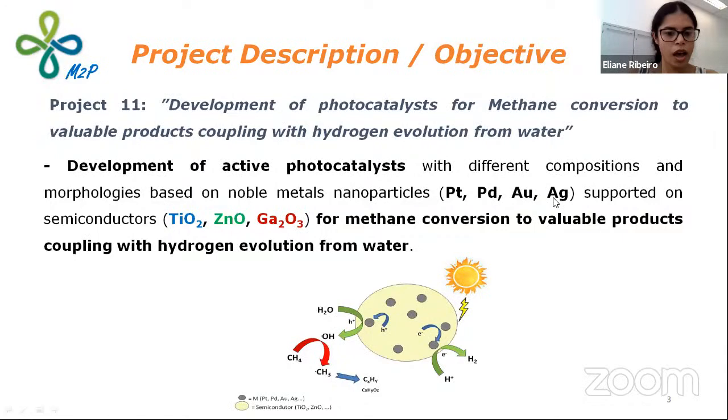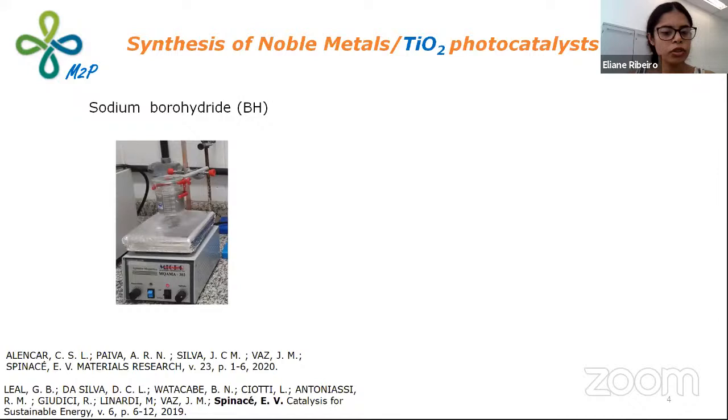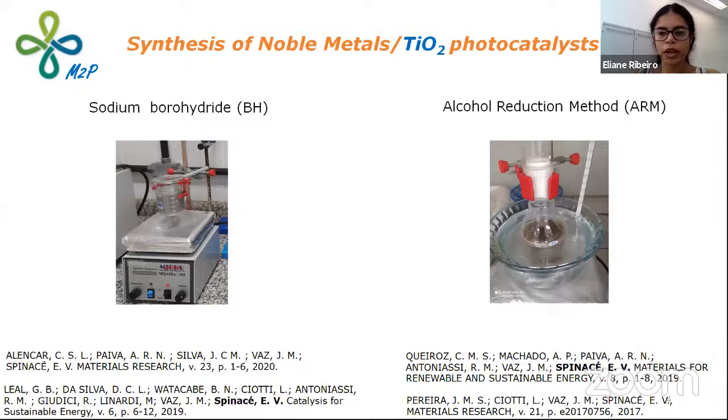The materials were synthesized using two different methods to reduce metal nanoparticles in order to compare the effects on morphologies and size of nanoparticles. In the first method, we used sodium borohydride as a reducing agent at room temperature. In the second method, we used a mixture of water and ethylene glycol under mild temperature.